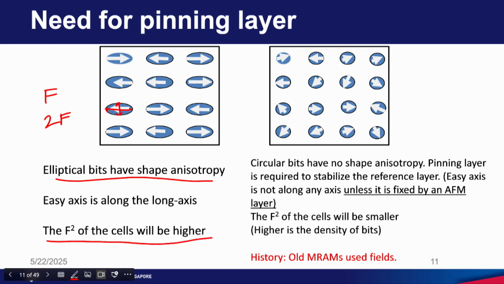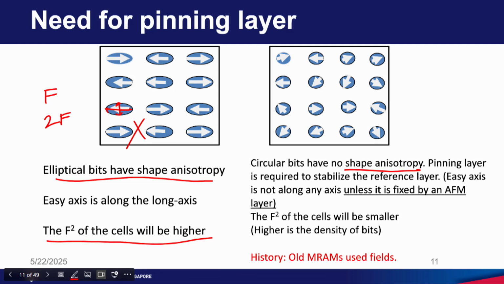That means you cannot pack more bits in a given chip. So, we do not desire elliptical bits because they occupy more area. So, we want circular bits. As I mentioned, the circular bits can have easy direction anywhere, so they do not have shape anisotropy. There is nothing to fix the magnetization direction of these bits along any particular direction.